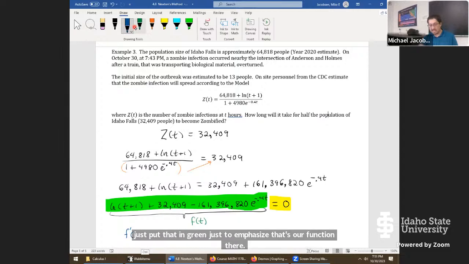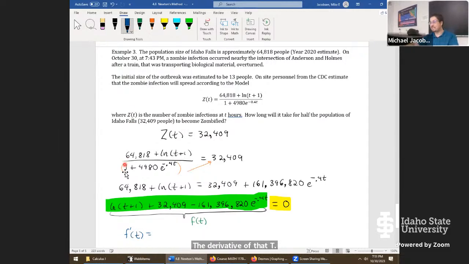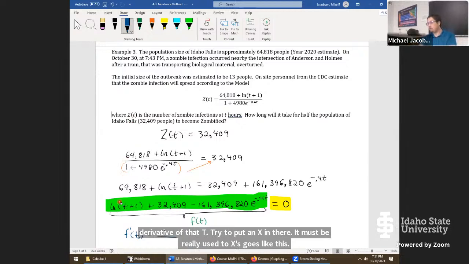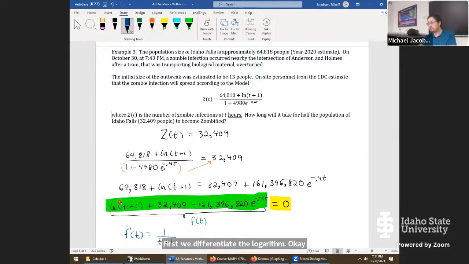The derivative of f at t, try to put an x in there. It must be really used to x's, goes like this. First, we differentiate the logarithm. We'll go 1 over t plus 1. Then we have to multiply it by the derivative of t plus 1 as per the chain rule. Well, that's just a times 1. And putting it here in the notes is just a way to say, oh, we caught the chain rule, but this is all that really happened. So we didn't miss anything.